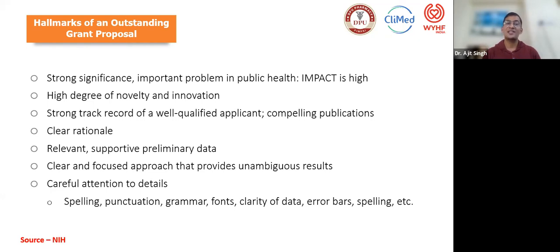So anything which has a high degree of novelty or innovation, you should go for it. You should write it in your grant proposal. You should go for the grants.